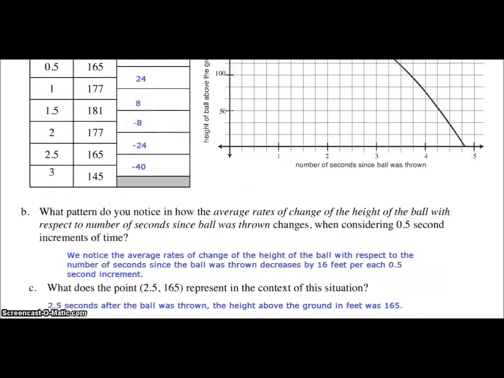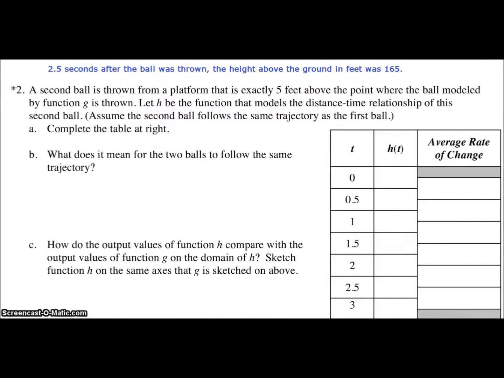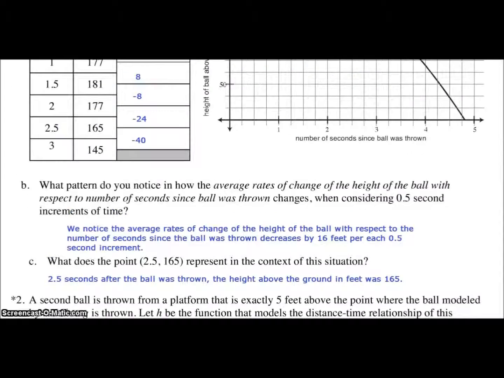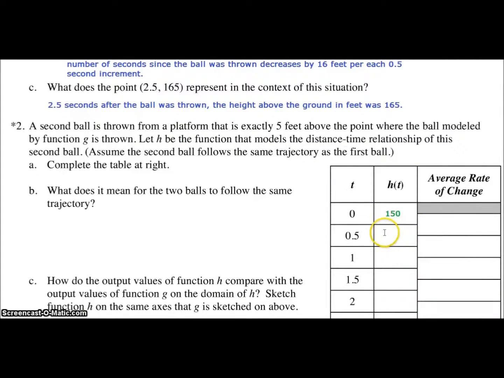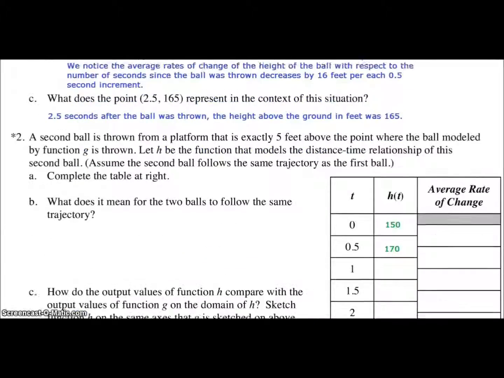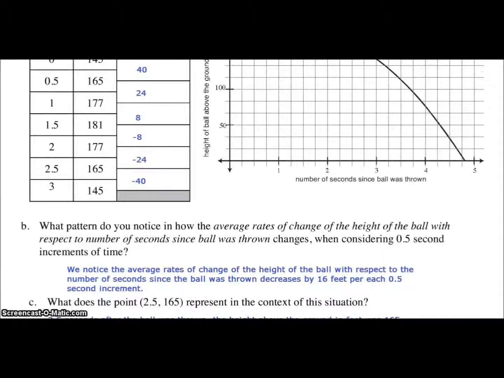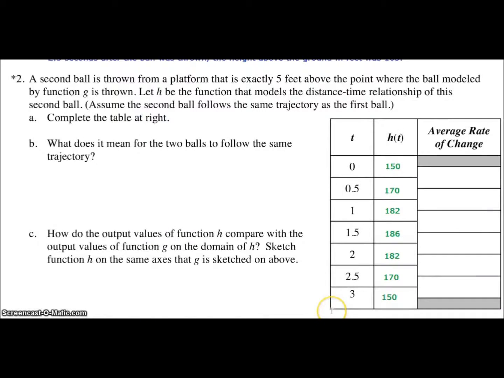heights for g. So that first one at 0 we're at 145. So this one will be 150. And let's see, the second one is 165. This one will be at 170. And I'm just going to go ahead and fill out the table. Just add 5 to each of these here. Okay, so we got our table there.